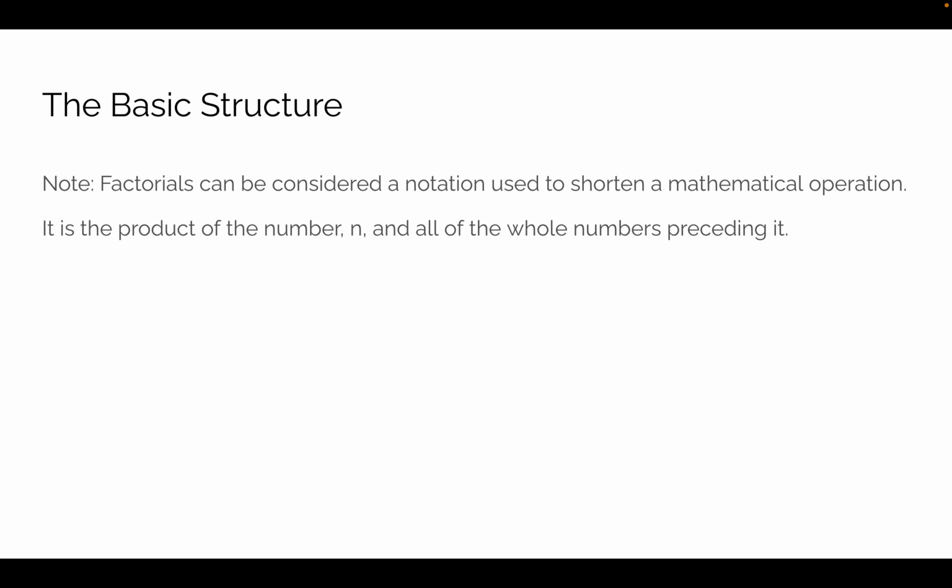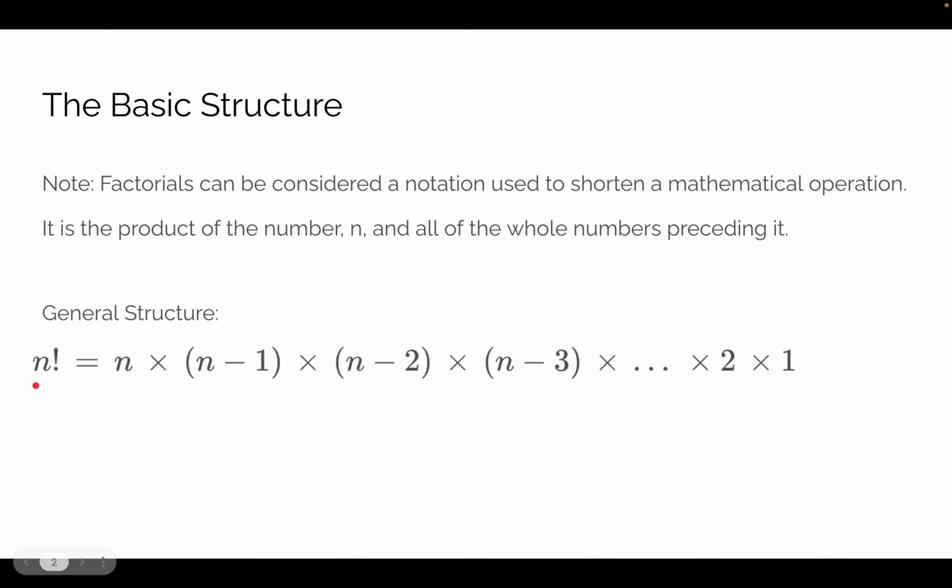So a factorial is a notation which is used to shorten a mathematical operation, and this operation is multiplying or finding the product of the number n and all of the whole numbers which precede it. So the general structure of what n factorial is this. N factorial can be rewritten as all the numbers which precede it, so n times n minus 1 times n minus 2 times n minus 3 times all of the numbers in between up to times 2 and times 1.